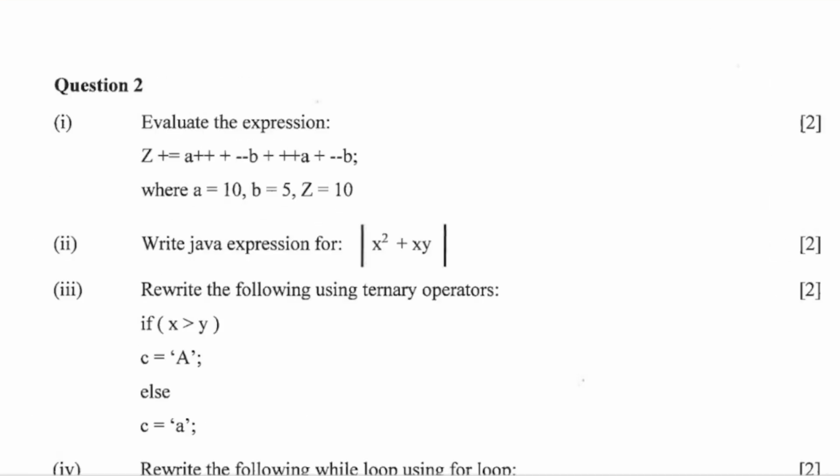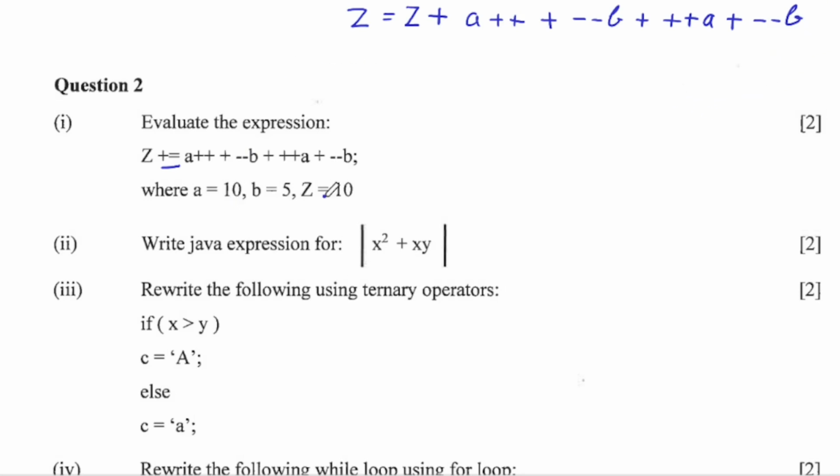So in question number 2.1, we have to evaluate the expression z += a++ + --b + ++a + --b, where a equals 10, b equals 5, and z equals 10. We'll first take care of this operator plus equal to over here. That means the expression will become z = z + followed by the rest of the expression, that is a++ + --b + ++a + --b. Let's work it out now.